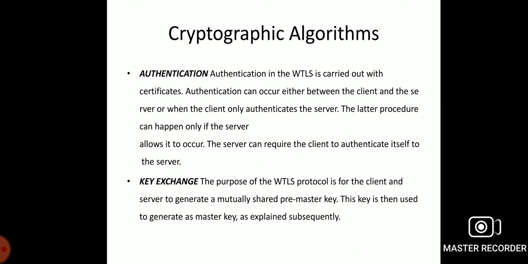Now we can move to the pseudo random function, that is the PRF. The PRF is used for a number of purposes in transport layer security. The pseudo random function PRF takes as input a secret value, a seed, and an identifying label, and produces an output of arbitrary length.